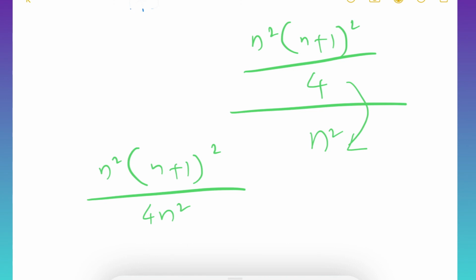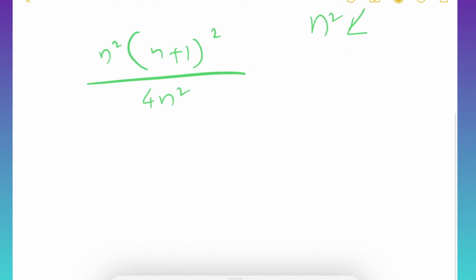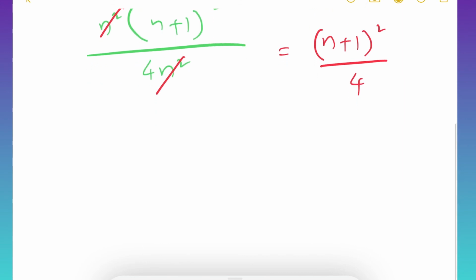So first let us do simplification. Here n square will get cancelled. Then finally we remain with (n plus 1) whole square divided by 4. So now this also I will simplify. (n plus 1) whole square can be written as (n square plus 1 plus 2n) divided by 4. This is the general term or nth term.